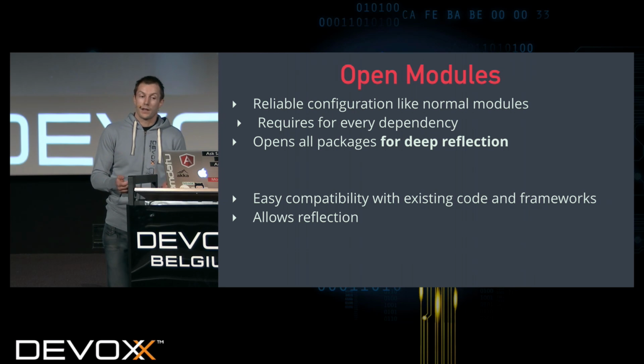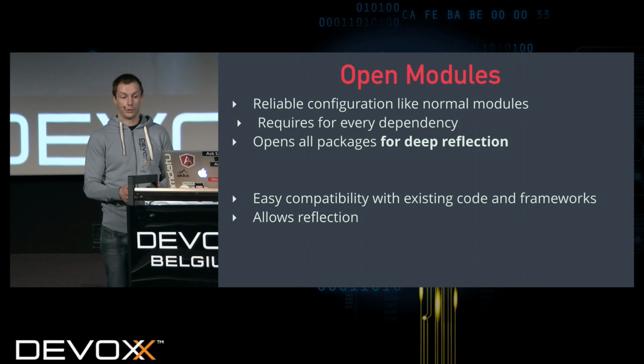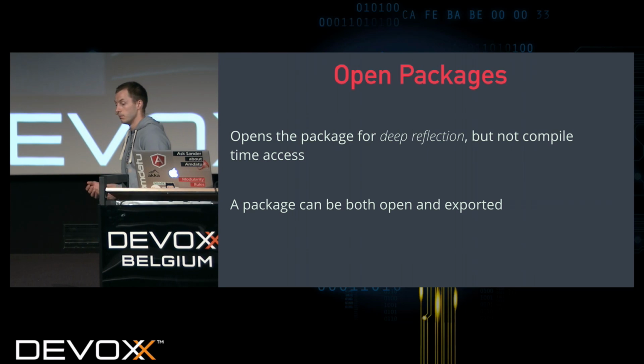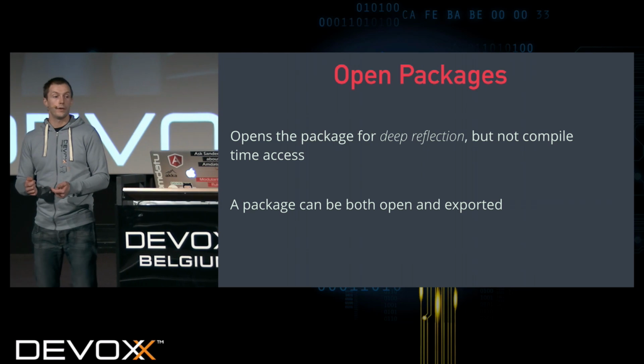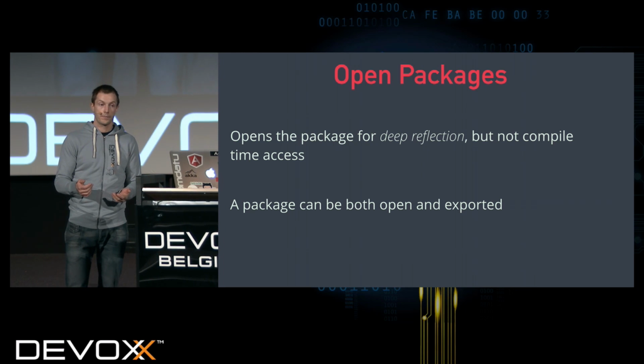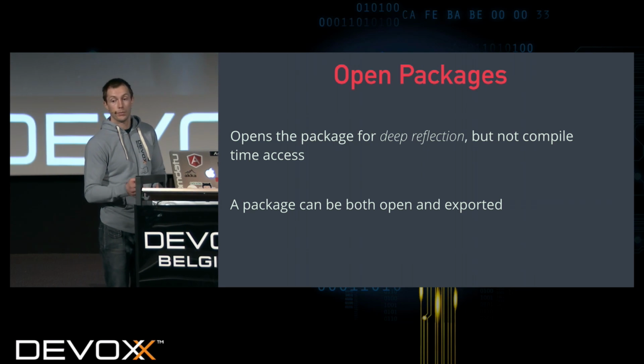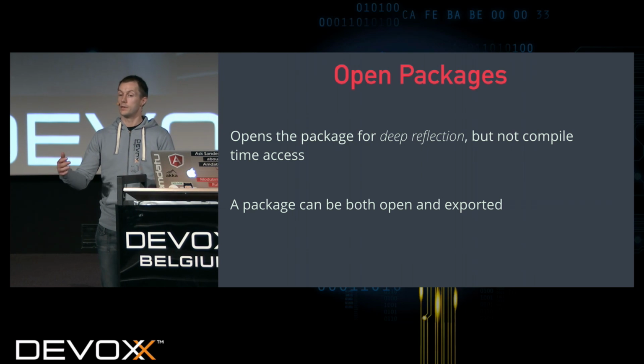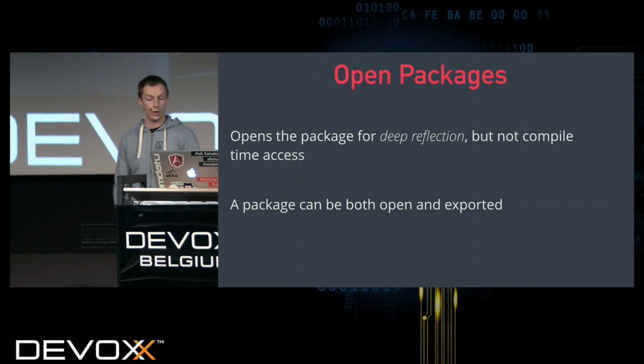We can be very specific about the packages that we do want to open and the packages that we do want to export. Because, as I said, we can open a complete module, well, that's the first step, but we can also open specific packages. And by that we can be more explicit. We don't have to say every package can be accessed by reflection, but we can be specific about the packages that we do want for that.